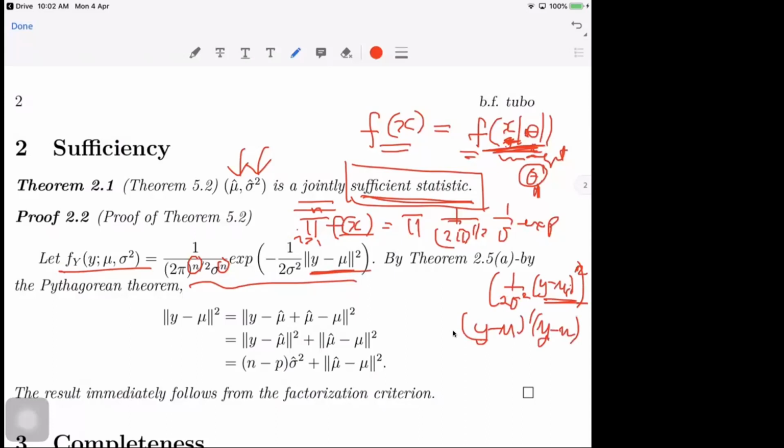And then from what we solved in theorem 2.5a, Pythagorean, we can express this in this manner. That is just adding and subtracting mu hat, and then group the terms, and then apply the square norm.